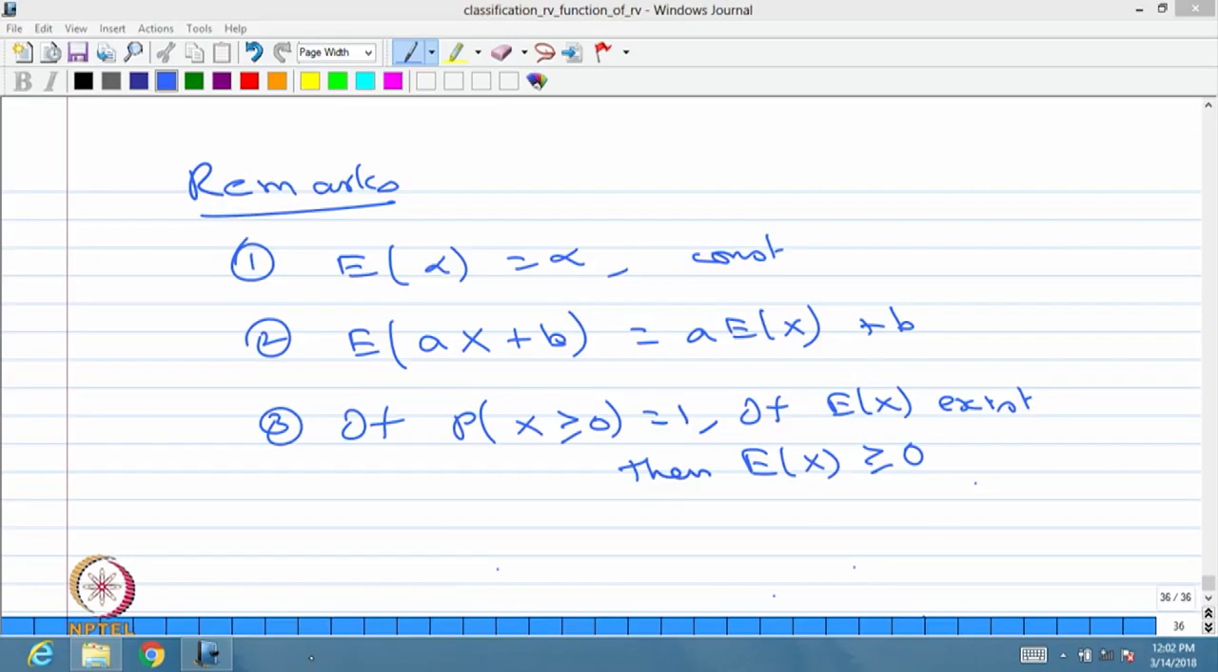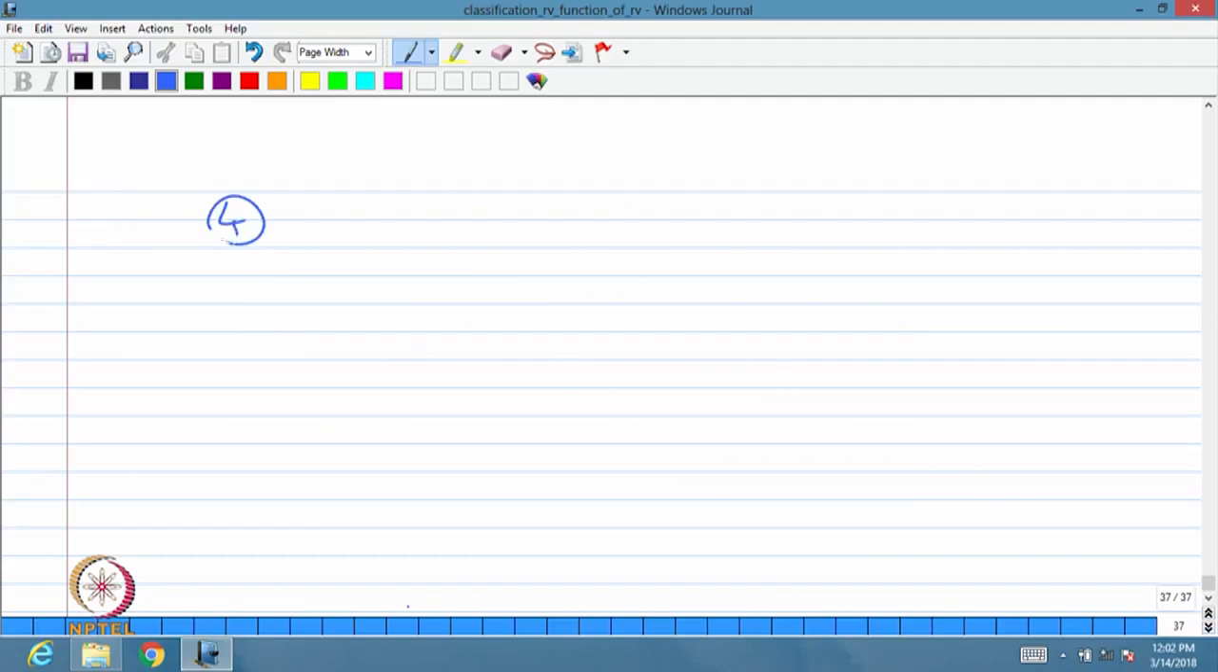The fourth remark. Remark number 4: let x be a random variable, and y equal to g of x is a random variable. This we discussed in the last module. X is a random variable, g is a Borel measurable function. In particular, you can think of a continuous or piecewise continuous function, therefore y is also going to be a random variable.